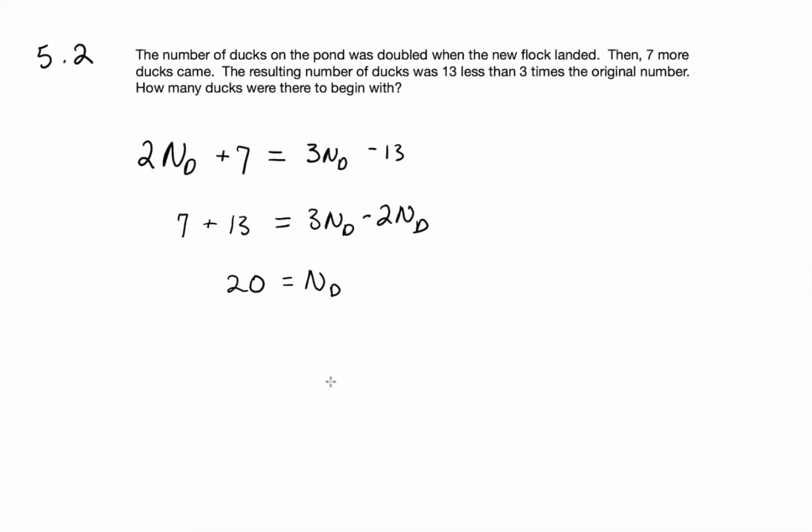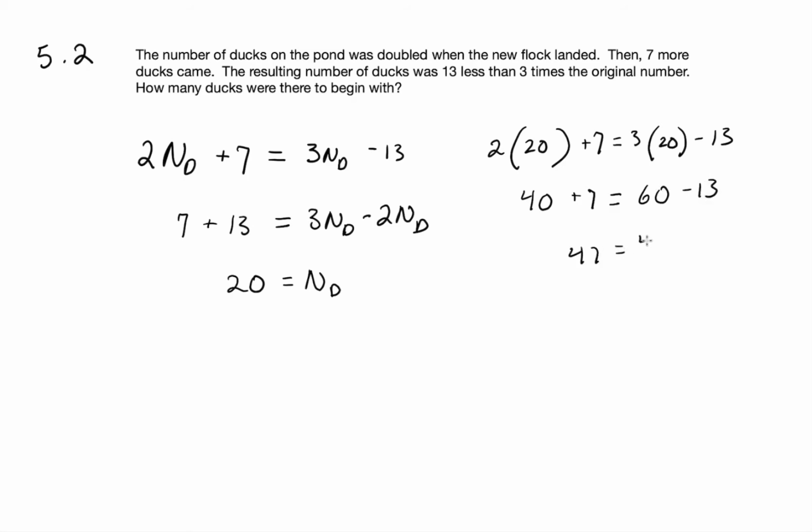So let's put that back into our original equation. So 2 times 20 plus 7 equals 3 times 20 minus 13. 40 plus 7 equals 60 minus 13. 47 equals 47. So this is correct. We know we found the right number.